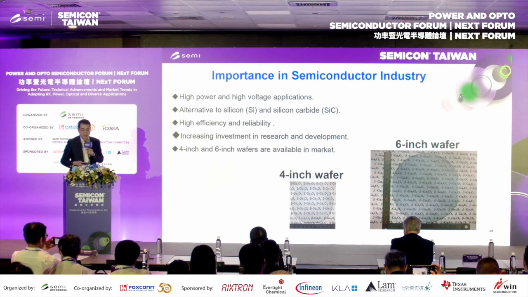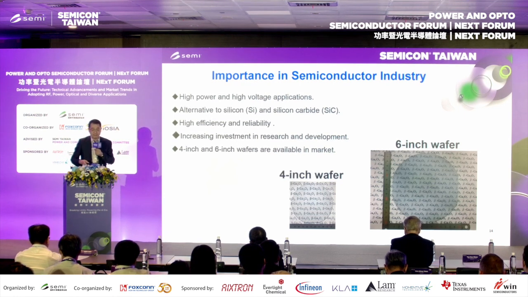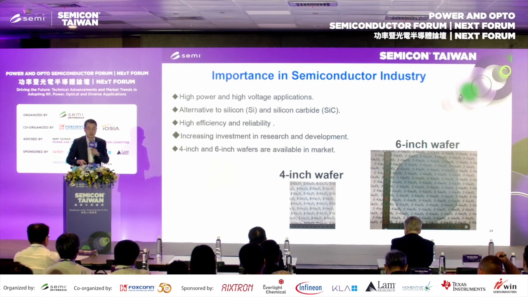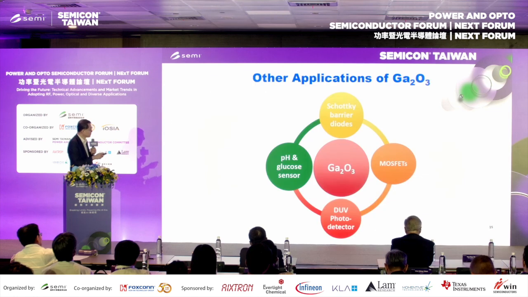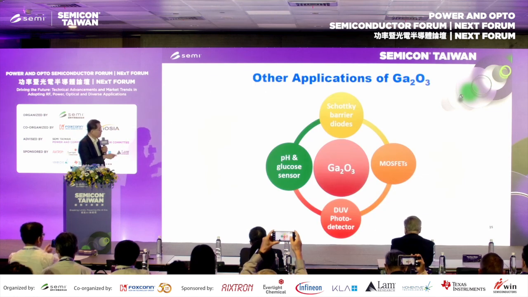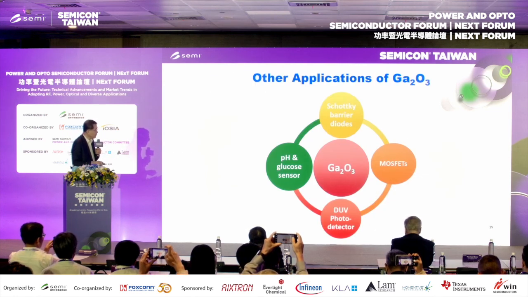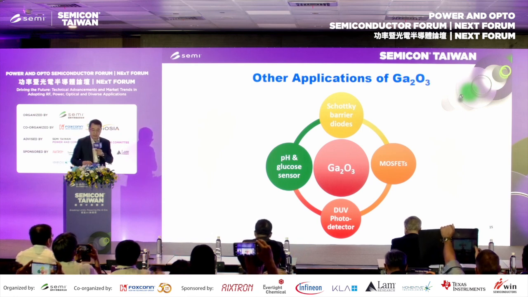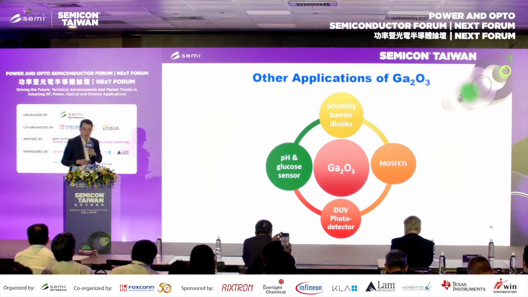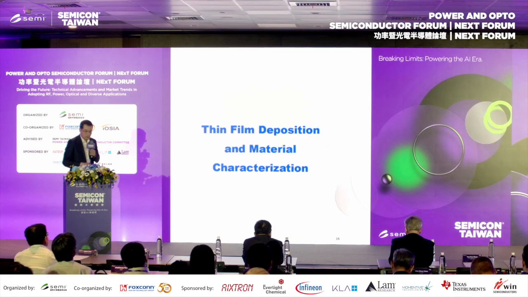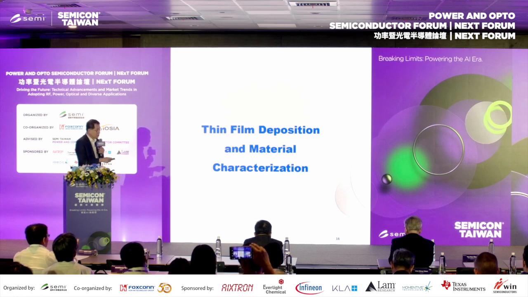an alternative to silicon carbide, with high efficiency, and also increased investment in research and development. And right now, the 4-inch and 6-inch native wafers are available in the market, despite the price. So there are a lot of application fields. We have tested not only the Schottky diode and the MOSFET, but also the deep UV detector array, and also the pH and the glucose sensor. In this section we talk about the material deposition.